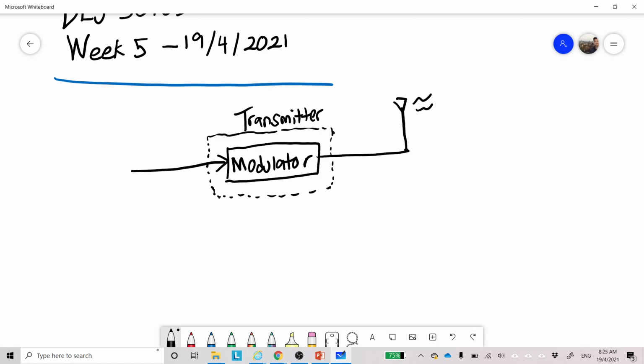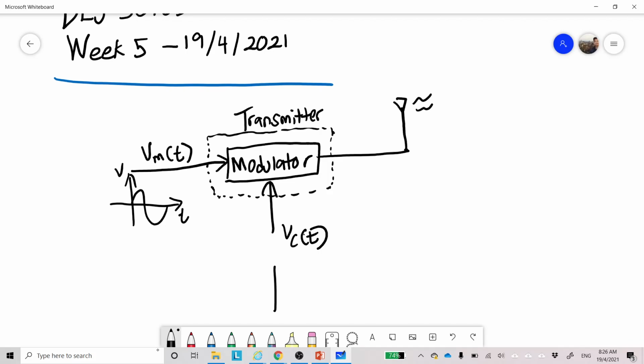So here we have VMT, the input message. And when we do the process of modulation, remember that we need to have at least 2 input signals. At least 2, so we can have more than 2 actually. Another one is what we call the carrier signal, VCT. So in your syllabus, both VMT and VCT are sine waves.